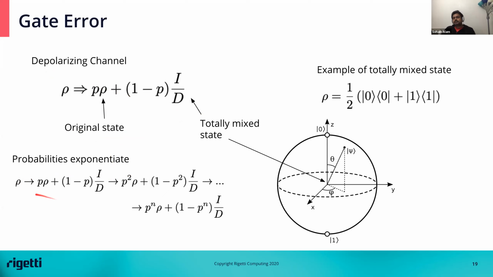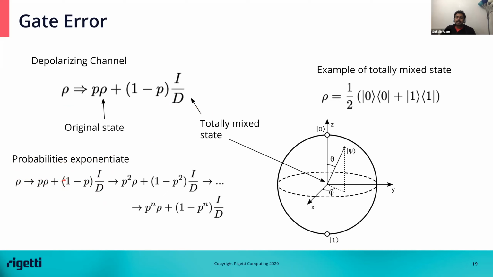And what I mean by that is the following. Let's say I have some original state rho, and I pass it through a depolarizing channel. So I pass it once and it goes into this particular state. Now remember that this is also just some other density matrix, some other rho. Let's call it rho prime.